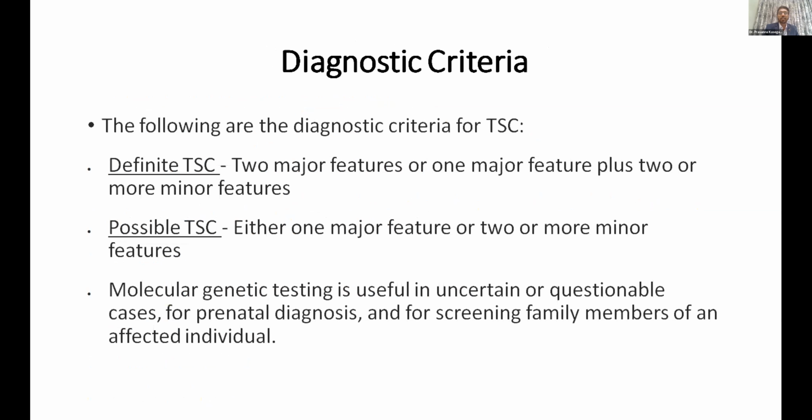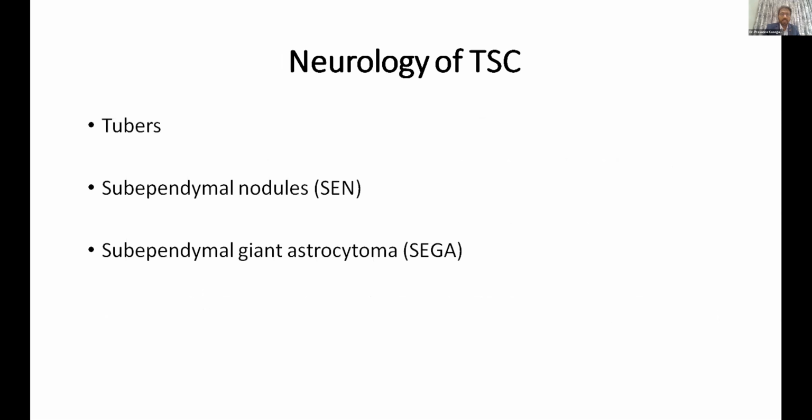So to conclude a case as TSC, you need to have either 2 major features or 1 major with 2 minor features. And to say somebody has possible TSC, we should have at least 1 major feature or 2 or more minor features. See, molecular genetic testing is usually useful only in cases where the diagnosis is unknown. We think it is tuberous sclerosis, but we are not sure, or we want to screen family members of an affected individual, especially if a kid is affected and for the younger kid we need to know whether he has TS or not. We should go ahead with genetic diagnosis.